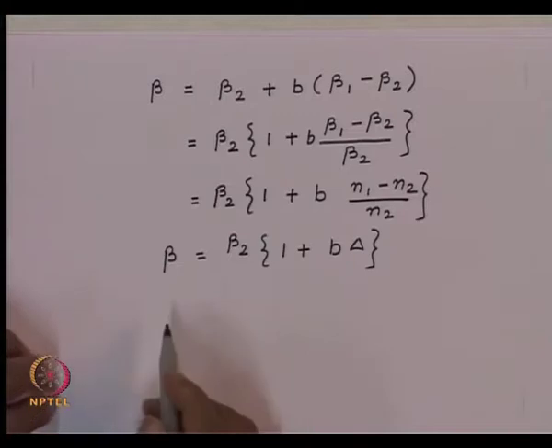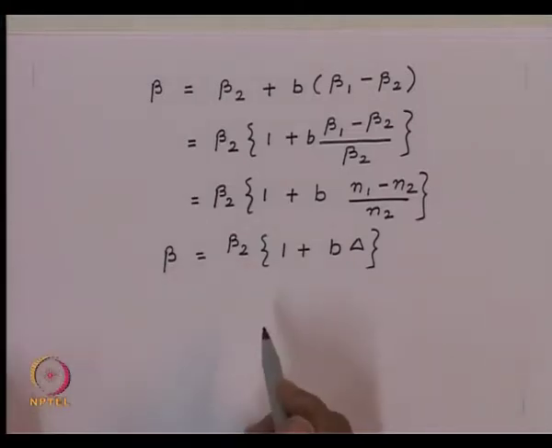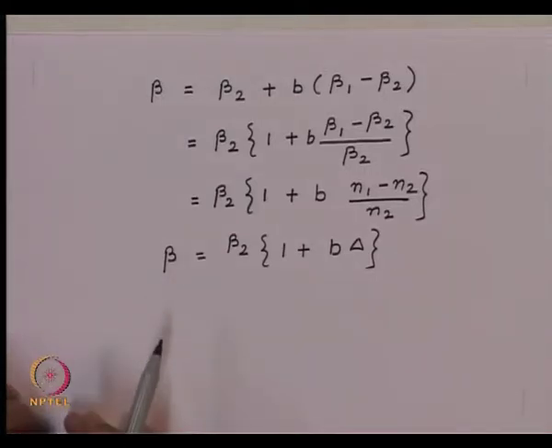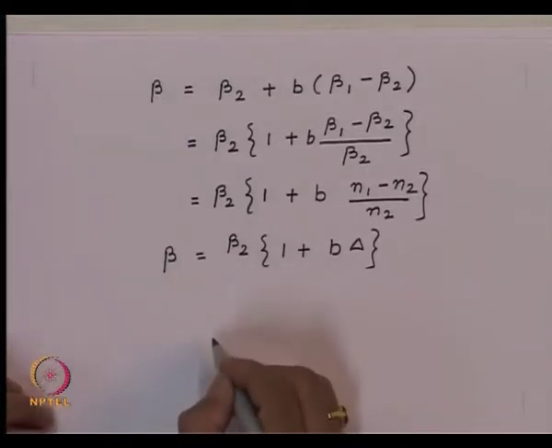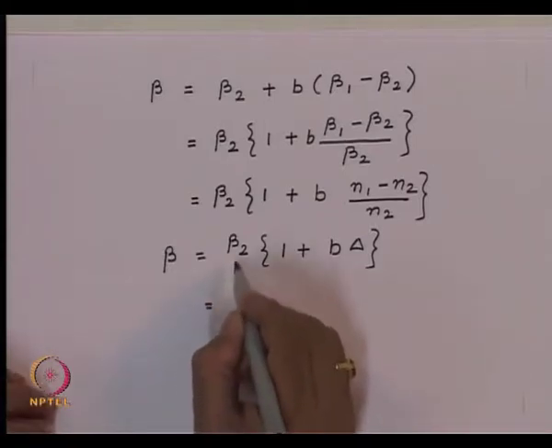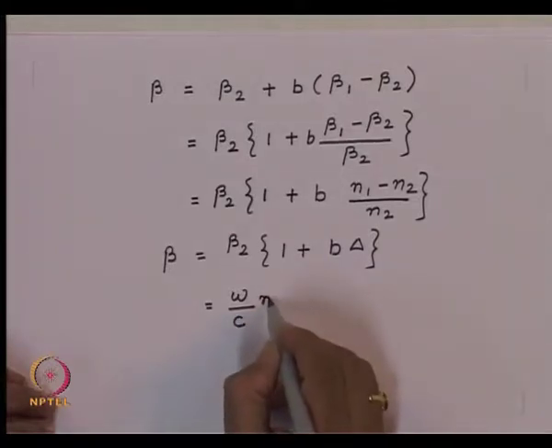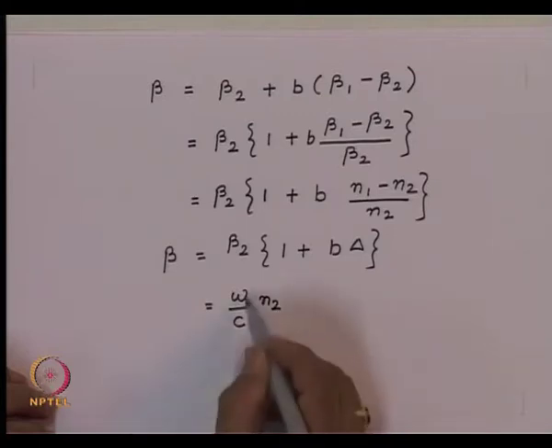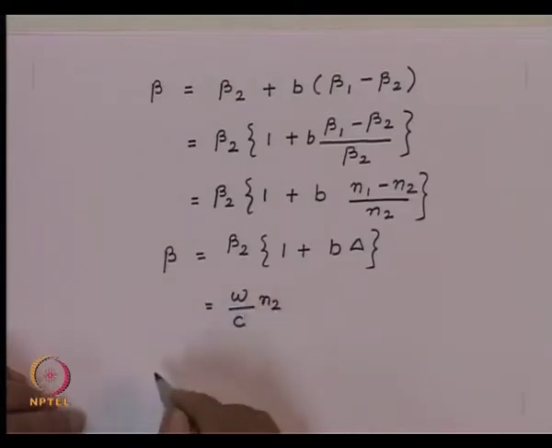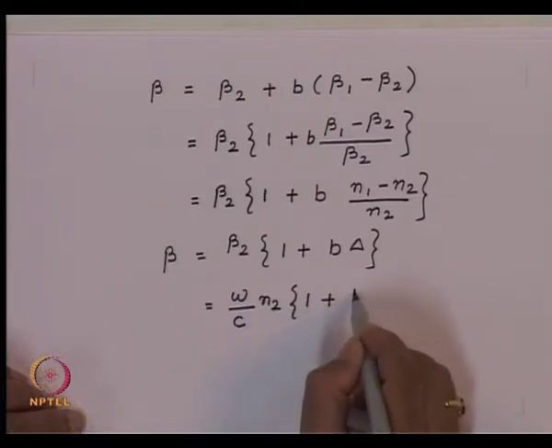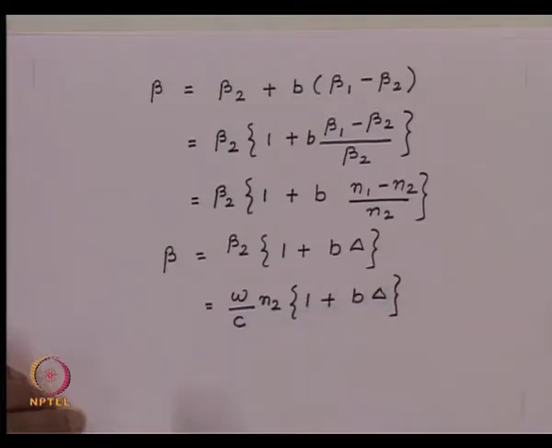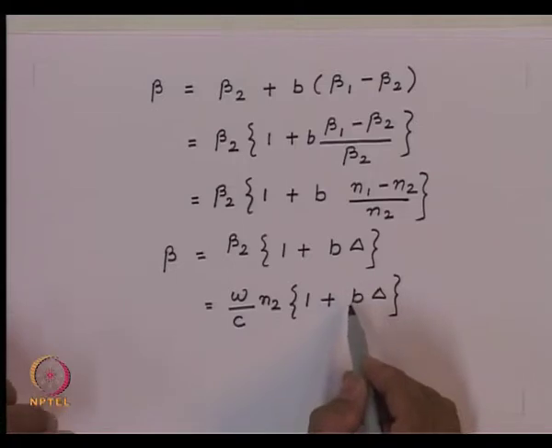So after linearizing, we get the phase constant of a particular mode, which would be essentially given by this. And now I can write down this quantity beta 2 explicitly in terms of frequency and the refractive index. So this could be omega by c into n2. So it is beta 0 into n2, where omega is the frequency, multiplied by 1 plus b into delta. Now note here this quantity b, which is the normalized phase constant or propagation constant, that is a function of omega, or that is a function of lambda.